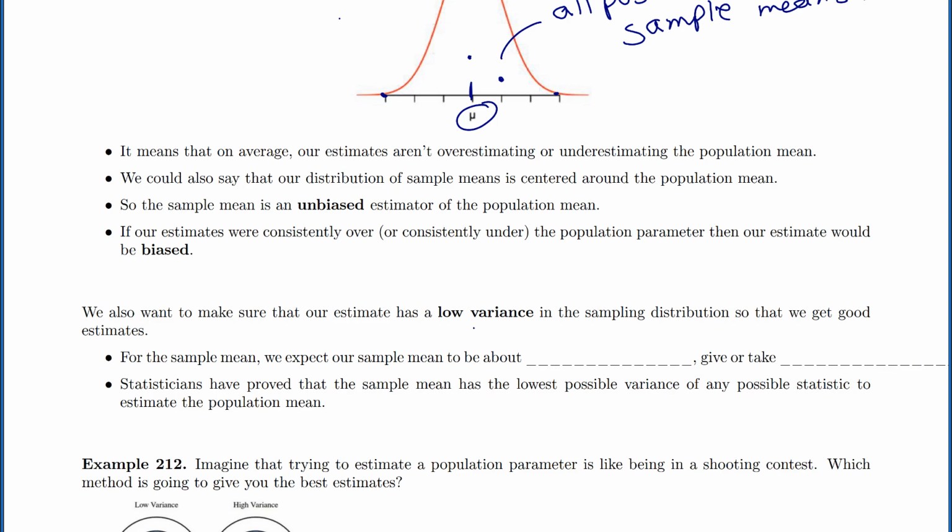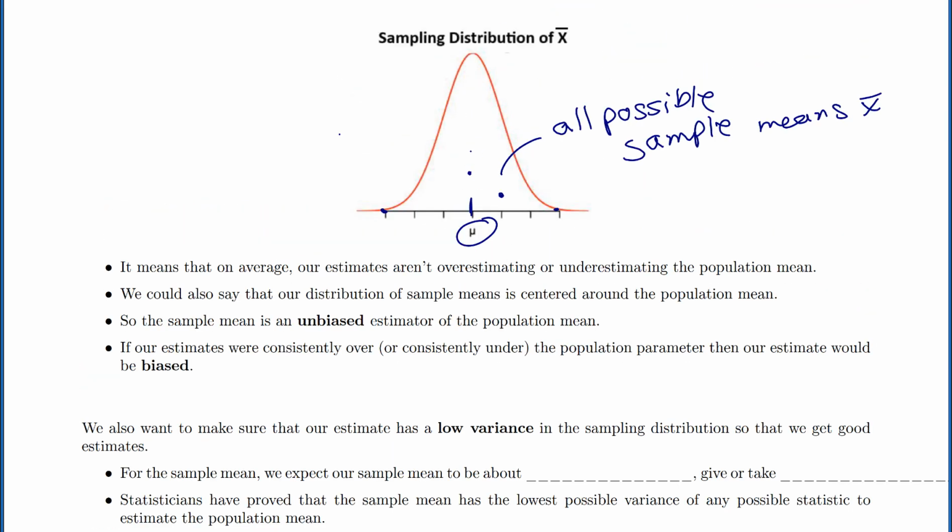We also want to make sure that our estimate has a low variance in the sampling distribution so that we get good estimates. So we're talking about the variance right here. How much variation is there in all those possible sample means? We want that variation to be pretty small. We don't want to have a really wide range of guesses for our sample mean.